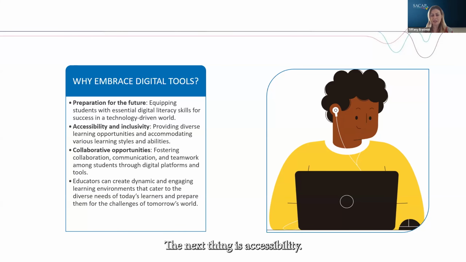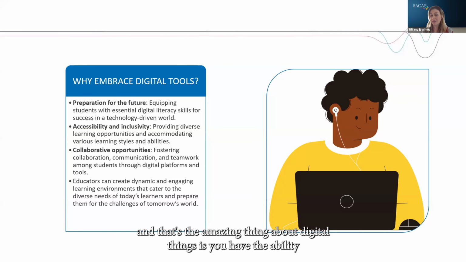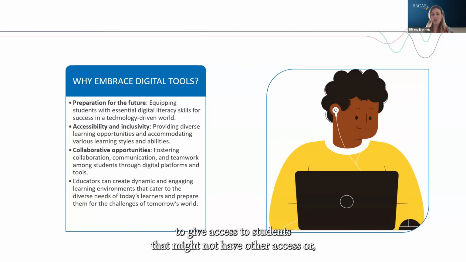The next thing is accessibility. It is so amazing for me to sit on another continent and be able to talk to students all over the world. Being able to do it on a Zoom call or going on YouTube gives that accessibility. And that's the amazing thing about digital tools: you have the ability to give access to students that might not have other access, whether they are traveling, at home, sick, anything like that, they still have the ability to access it. So that's so amazing. And I spoke about inclusivity, in a way that some students might not be able to talk, or are more confident doing a video, or are shy speaking in front of the classroom. That gives us tools to include a lot of students in that learning.